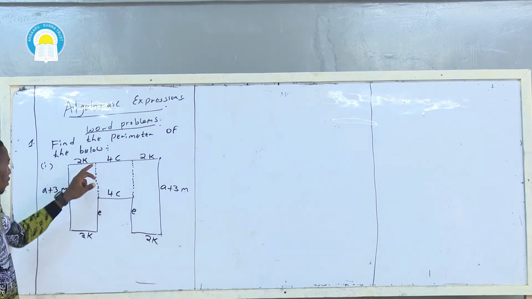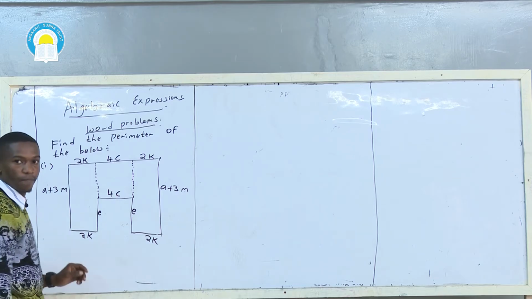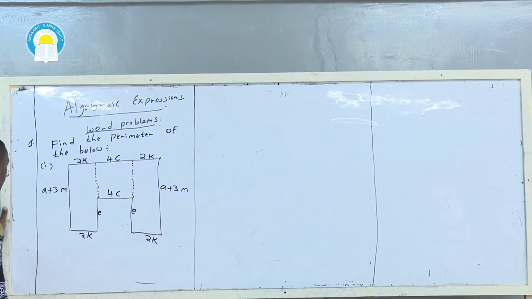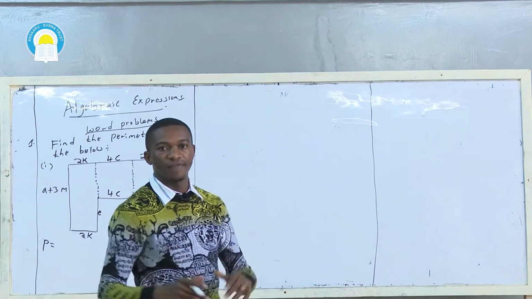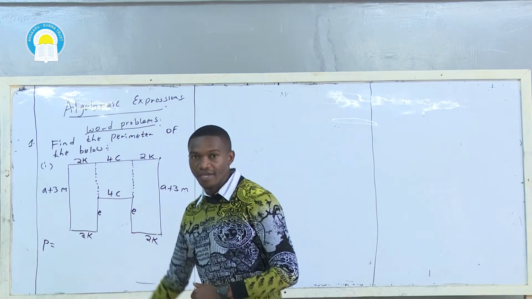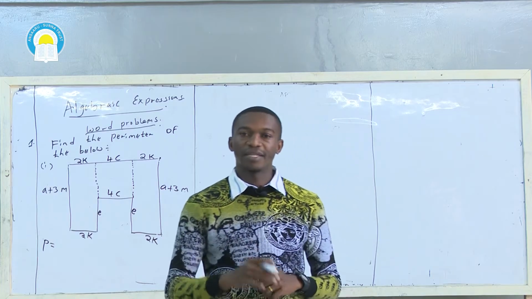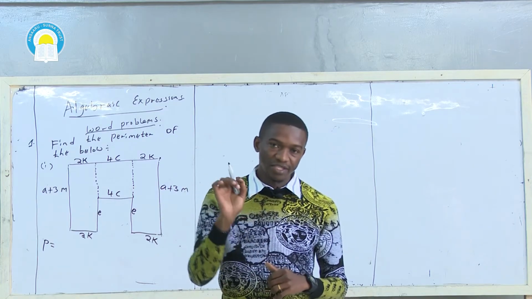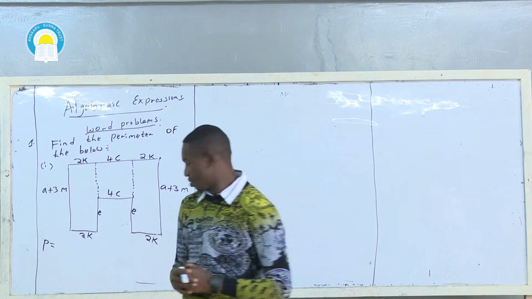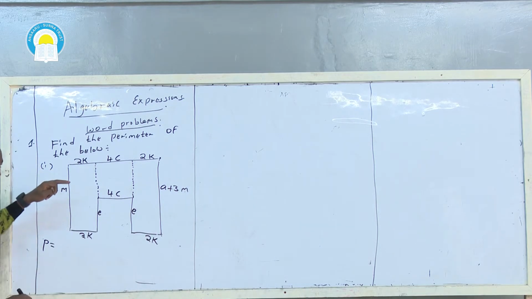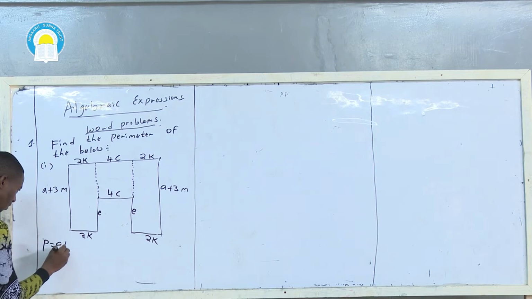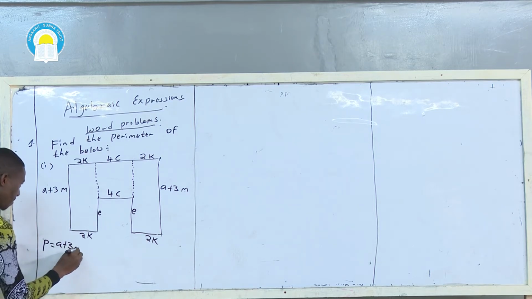Therefore, the dotted lines will not be part of the perimeter. So I will come here and say perimeter is, whenever I write a distance in this given figure, I will make a tick to indicate that I've already dealt with that distance, to avoid repetition. So I will start moving from here to here. From here to here is A plus 3m. So I will tick it.